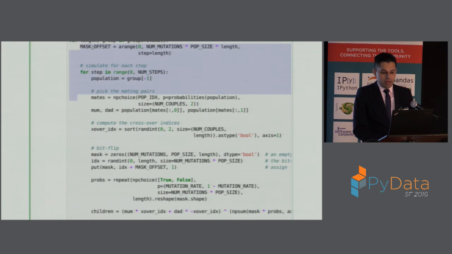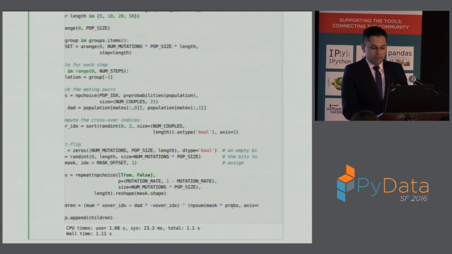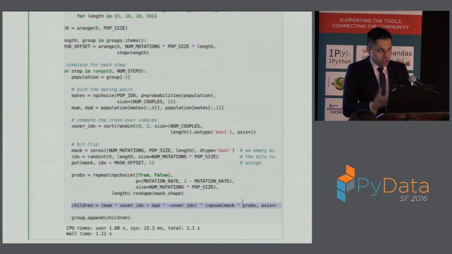And then I compute the mask for where the bit flips will occur. I take my last population. I choose the mating pairs. I compute the crossover indices. I perform all of the bit flips simultaneously at once. I compute where the bit flips would be. Then I generate the probabilities for all the bit flips. And then I perform in one step here at the bottom the crossover and the bit flipping simultaneously using a single expression, which itself internally implements all the looping that I had to do externally in Python.